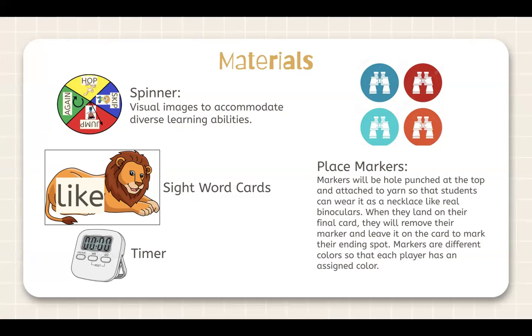The place markers will be laminated and hole punched at the top so that yarn can be attached and students can wear as a necklace like real binoculars. When they land on their final card, they will take off the necklace and leave it on the card to mark their ending spot. The colors of the binoculars are different so that each player has a designated color.